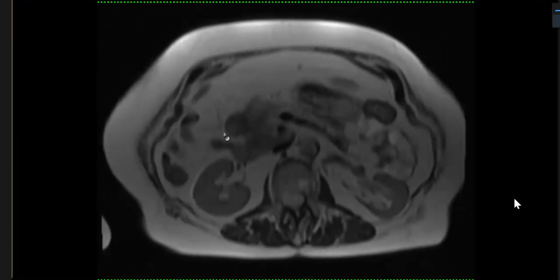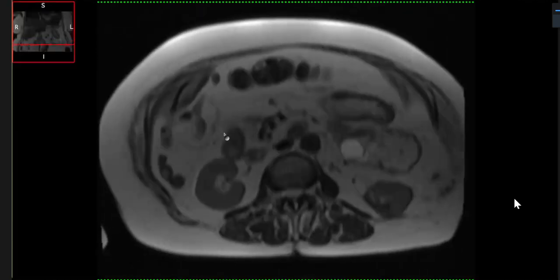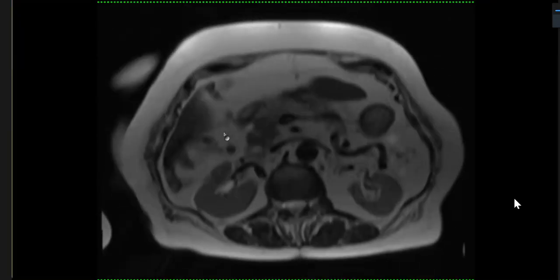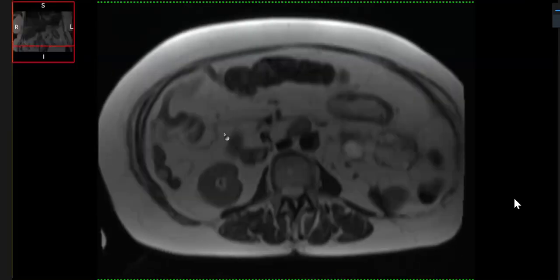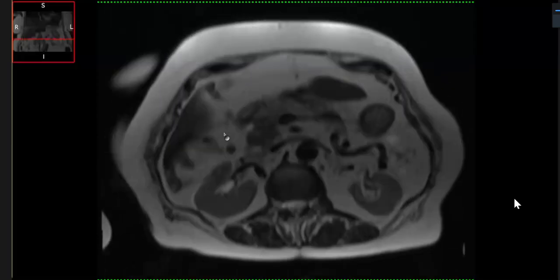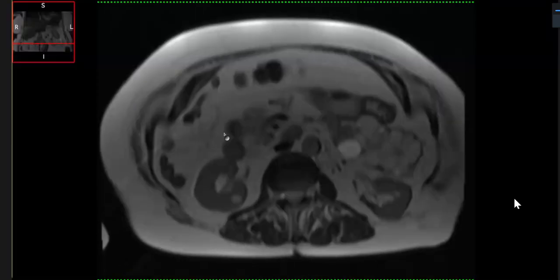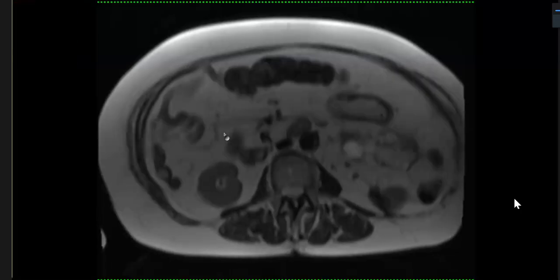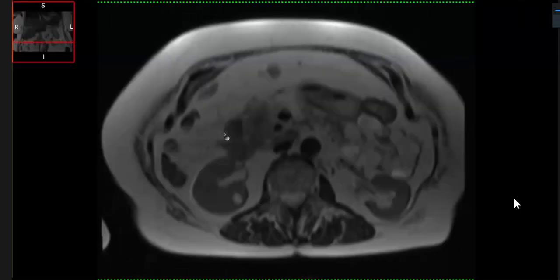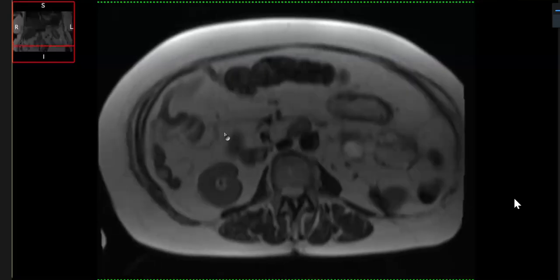So, T2-weighted imaging. This lesion is showing multiple cysts, variable signal intensity. It has a thin capsule and internal hypointense septa and some internal hypointensities which are likely due to calcifications.